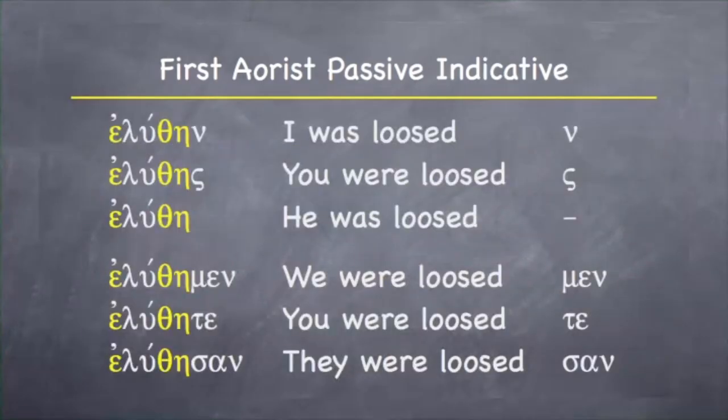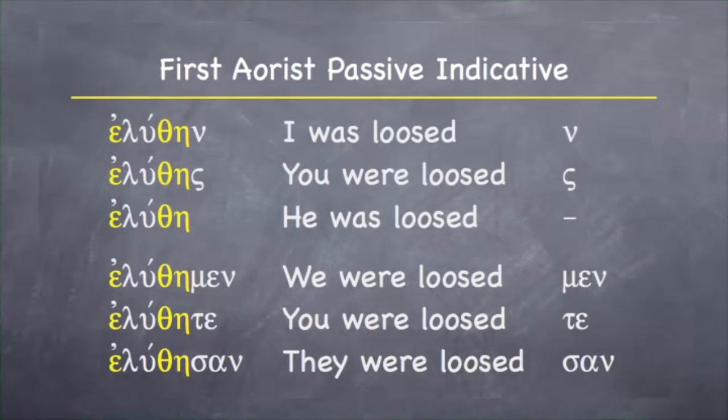Look at the full paradigm, and it's eleuthein, eleuthes, eleuthe, eleuthemin, eleutheta, eleutheson. I was loosed, you were loosed, he, she, it was loosed. And there you can see the endings as you would expect for the secondary active: nu, sigma, nothing, men, te. Well, then there's son, isn't it? Okay, get out that exception list, and here's another one to put in there.